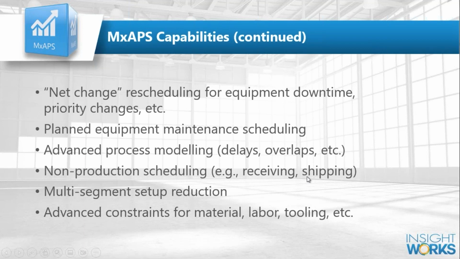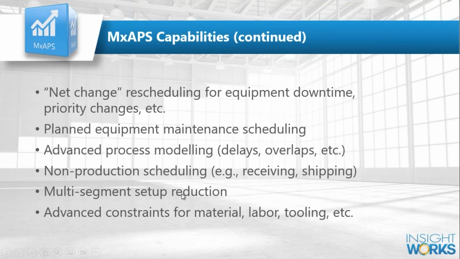We can do things like non-production scheduling. Typically, this is some additional implementation work, but we do have customers that schedule their receiving and shipping through MX. They know when production is going to start, so they can schedule just-in-time receipt of their components, and they can schedule truck pickups because they know to a high degree of certainty, because MX tells them, when those trucks are going to be required to ship that product out the door.